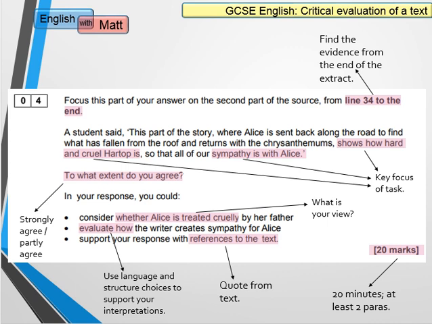So in summary, all of the evidence that we find must be after line 34, and it must be to do with proving that her father figure is cruel or angry. It's to do with proving that Alice is fed up, and that we have sympathy for her because of the way her father is treating her. Or, even if we're not going to agree fully, because there might be reasons why Hartop is behaving the way he is, we might say we can understand why somebody might think he's like this, but there might be a good reason for it, in which case you partly agree with this response.